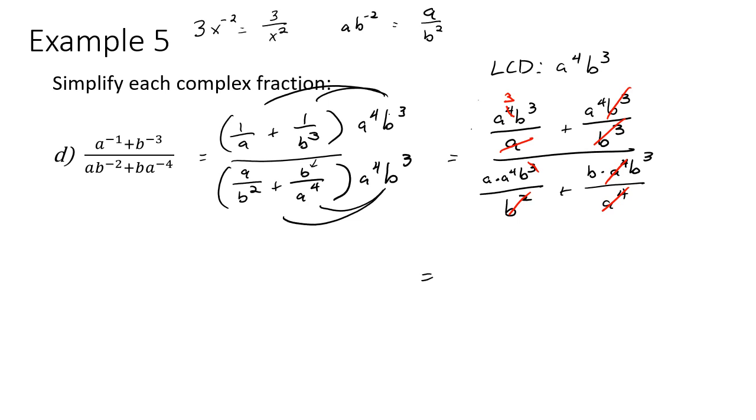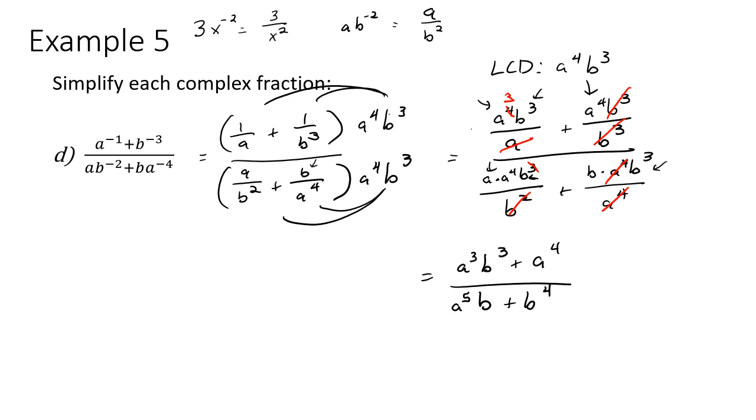In the top left, we still have a cubed, b cubed. In the top right, we've got an a to the fourth. In the bottom left, there's a lot going on here. We've got an a times a to the fourth, which is an a to the fifth, and we've got one b left over from that reduction. So a to the fifth times b. And in the bottom right, we've got b times b cubed, which would be b to the fourth.